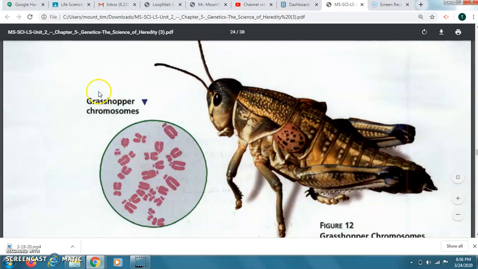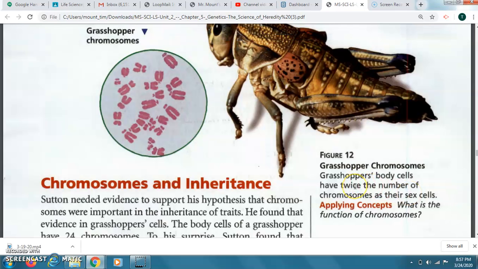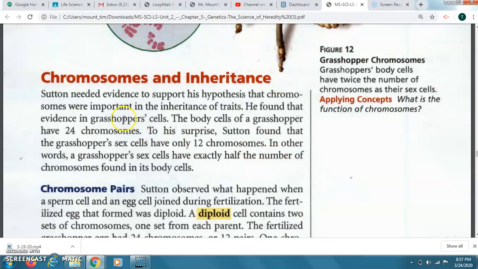So they looked at the grasshopper's chromosomes. They have similarities to humans, but also differences as well. As you see here in the figure 12 caption, grasshoppers' body cells have twice the number of chromosomes as their sex cells. This is also true with humans as well. You'll see how many they have. We have 23 in sex cells and 46 in body cells.